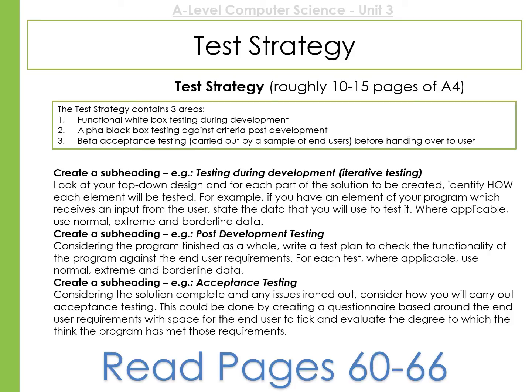If we're looking at days of the week, a normal test would be Monday, Tuesday, Wednesday, Thursday, Friday, Saturday and Sunday. A borderline could be Monday and Sunday, the first and last days of the week. An extreme would be something that is not a day of the week, November, and seeing what that test would do.